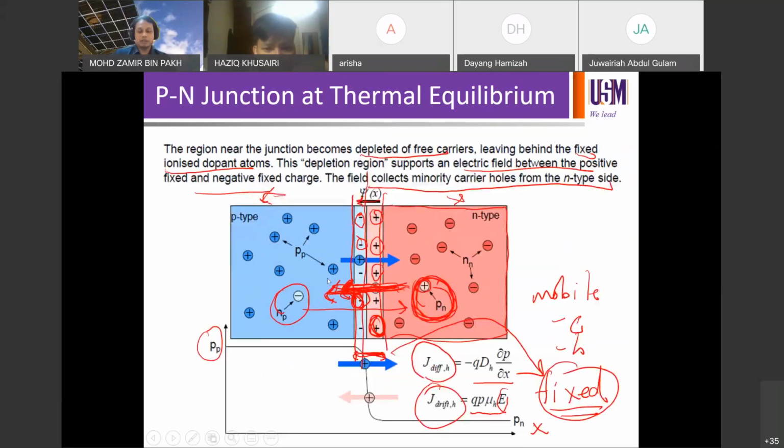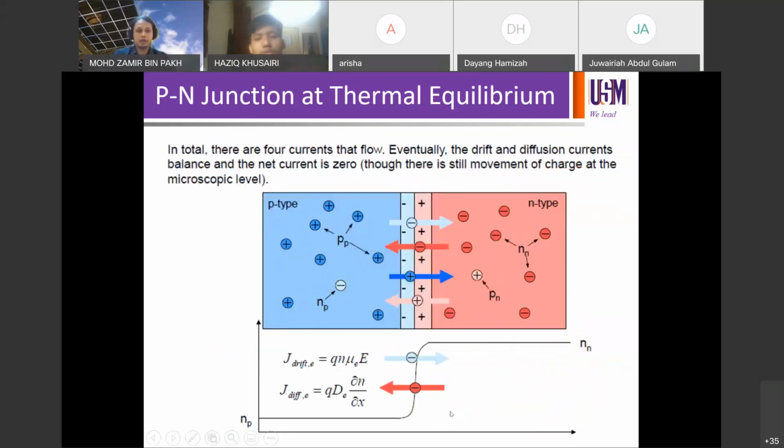This is only for hole, and you're going to have the very same thing for electron on the next page. You're going to have a drift component due to the drift of minority carrier electron into n-type, due to the presence of the positive charges near the junction that attract the negative. And also the diffusion current density, which is given by qD dn/dx. So this is due to the electron, and the previous page is due to hole. Okay, I'm just going to stop here first.